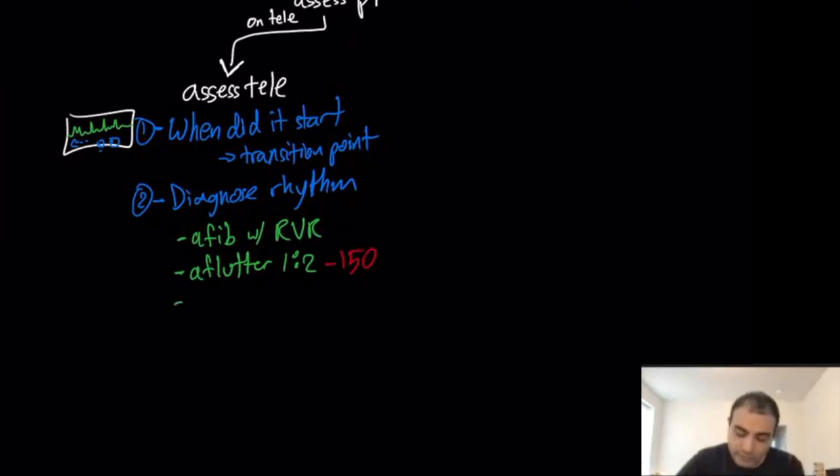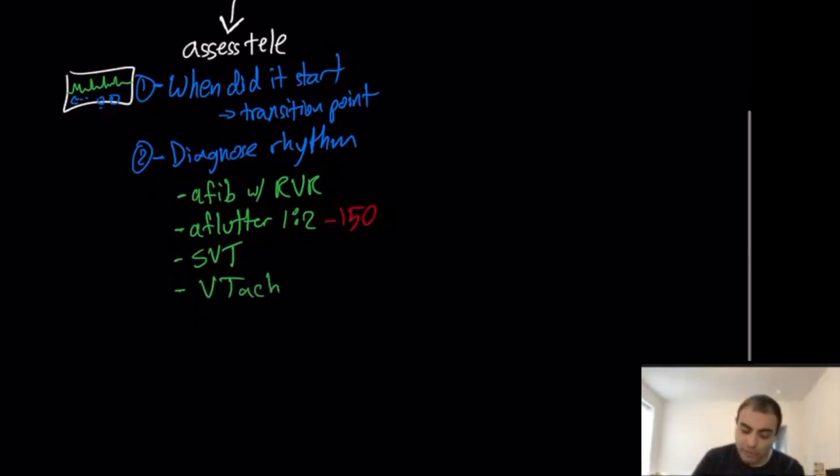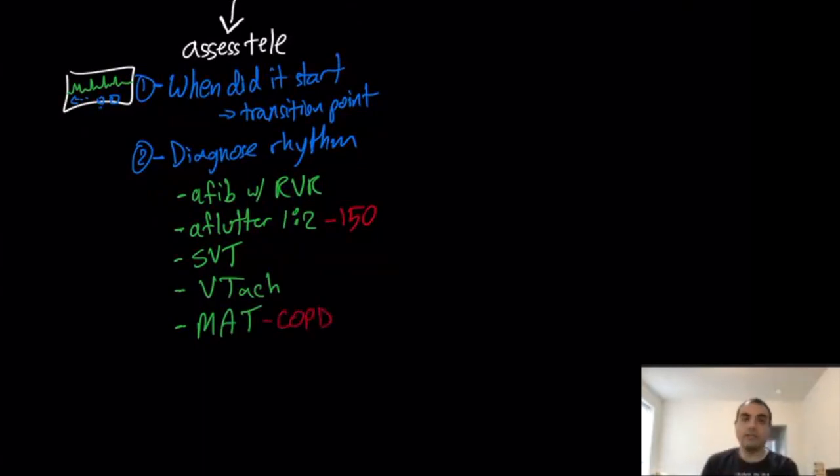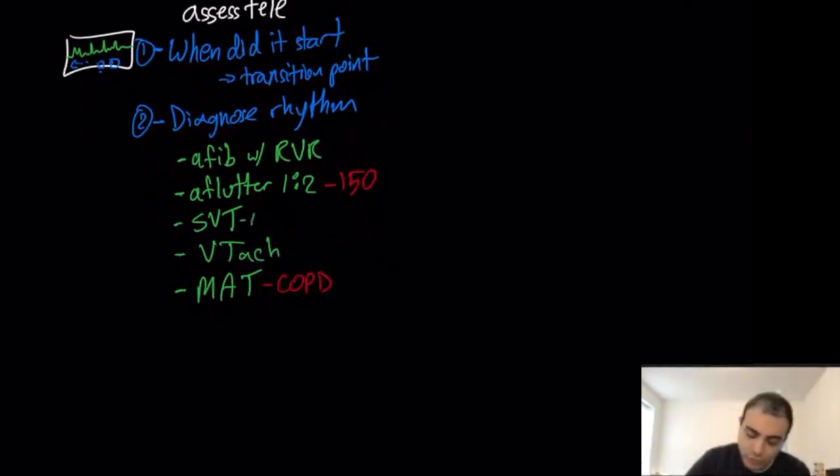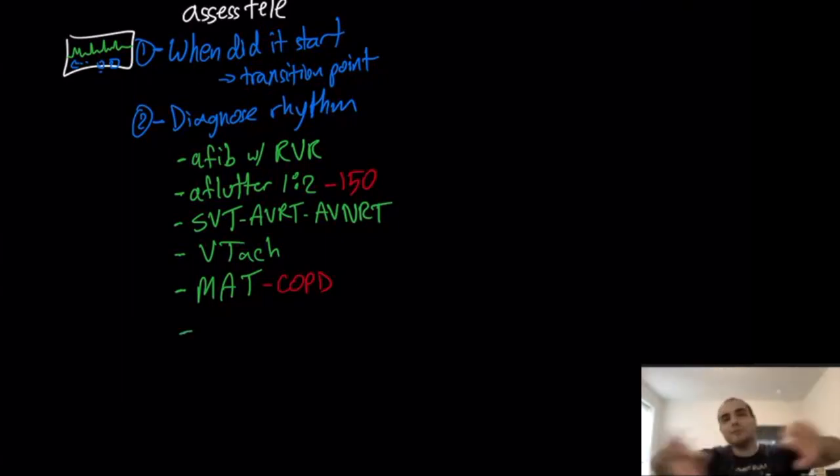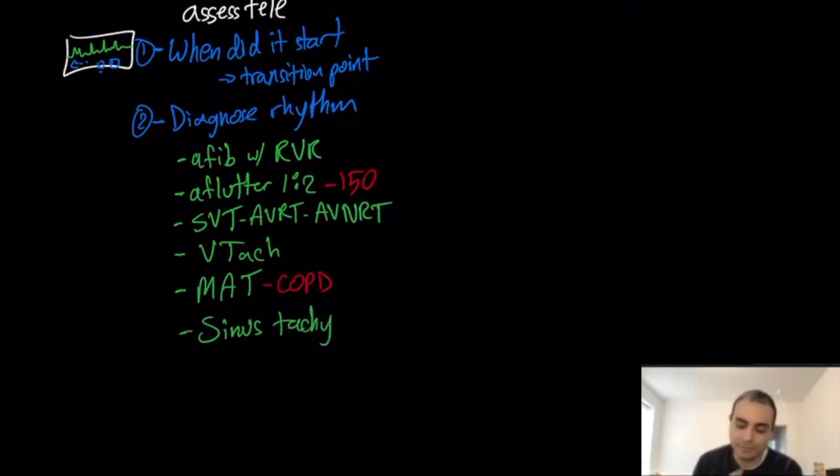Okay, what else? SVT. So somebody mentioned it could be SVT, supraventricular tachycardia. It could be VT, Vtach. Okay, it could be the other one, multifocal atrial tachycardia. You know this one? This one is the COPD one, mostly COPD. Yeah, multifocal. Okay, and then other than SVT, it could be AVRT. Could be AVNRT. These are the other supraventricular or nodal tachycardias. Okay. And then finally, the most common is what? Sinus tachycardia.